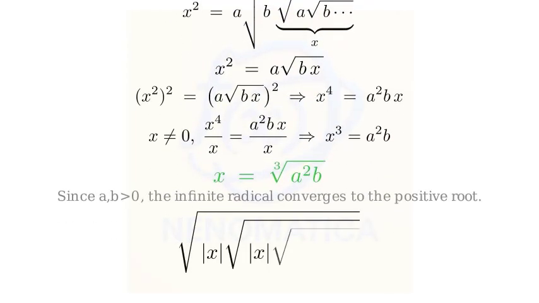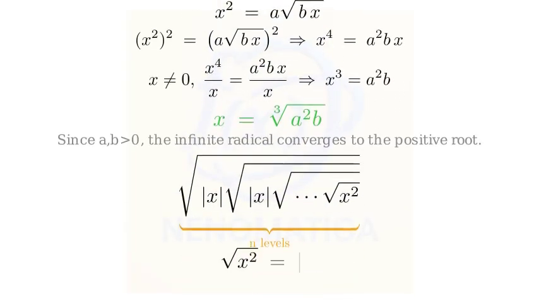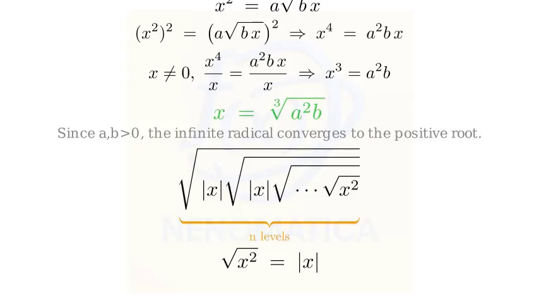Part B. Consider an n-level nested radical that ends with the square root of x squared. We will show it equals the absolute value of x for any positive integer n. Start from the inside. The square root of x squared equals the absolute value of x. That means the innermost block becomes absolute x.